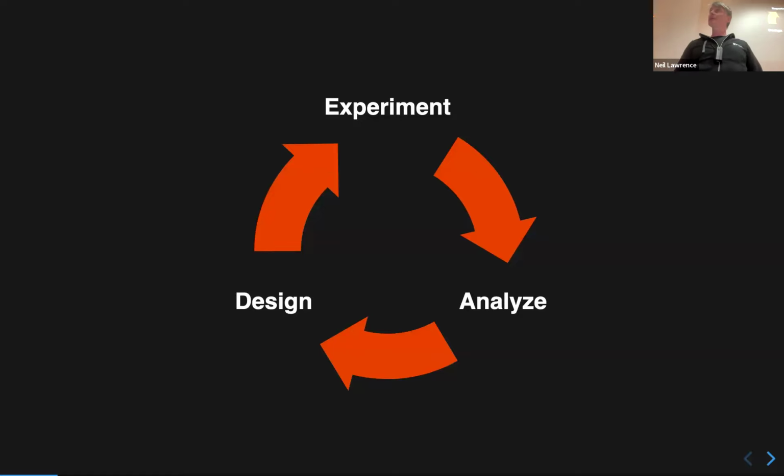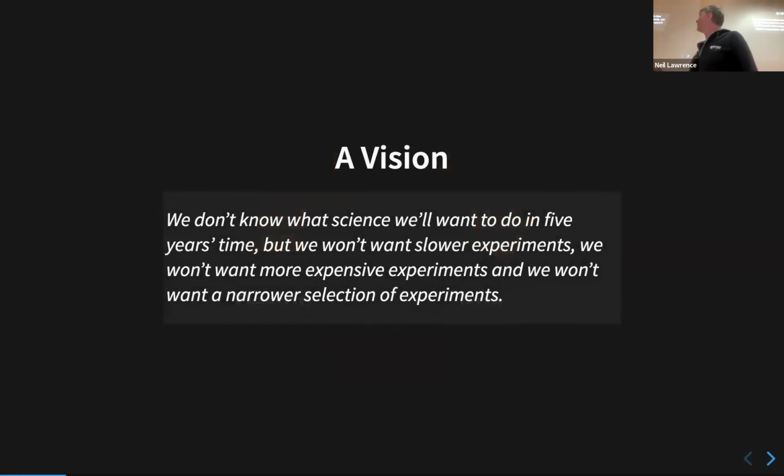We used to do this in Amazon, and we were constantly trying to speed up this loop because we had this idea. We don't know what science will want to do in 5 years' time, but we don't want slower experiments, we don't want more expensive experiments, and we don't want a narrower selection of experiments. And so when we were at Amazon, that underpins our pitch to the management about why we needed to do better science around simulation and emulation.